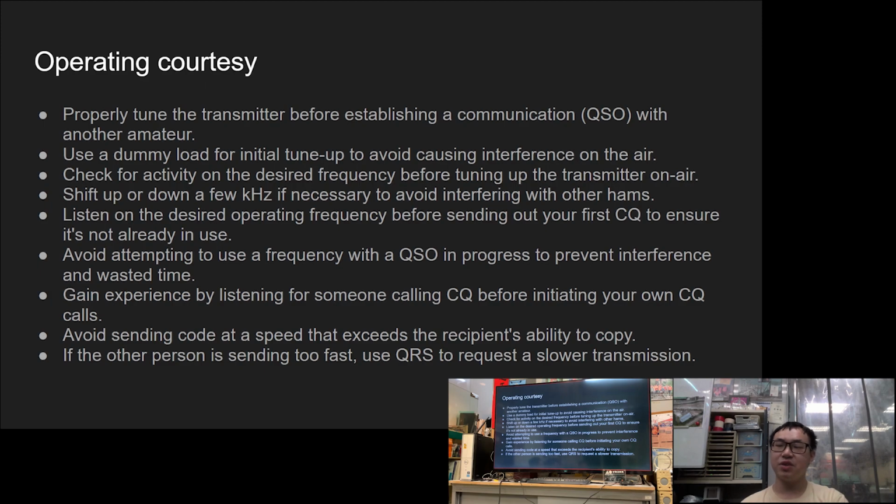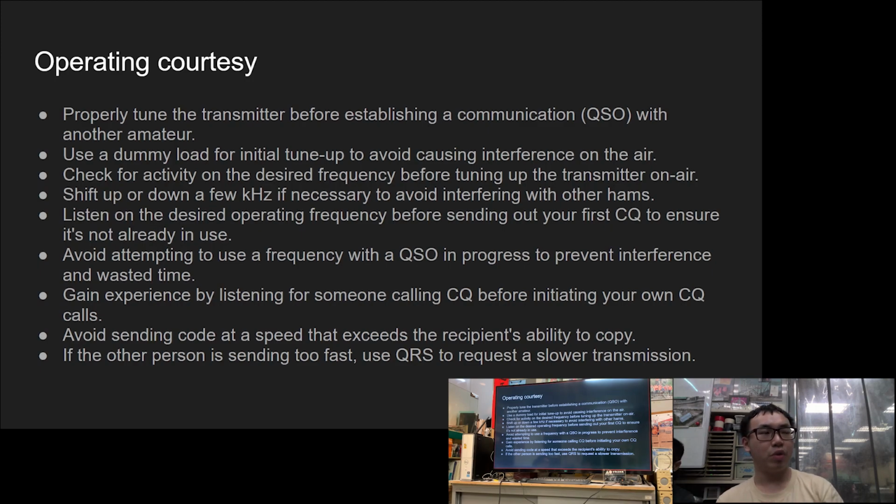Because calling CQ is not that easy. You need some experience. Like, how should I start my conversation? Like saying CQ, who am I, and where am I from, that kind of stuff. And if someone replies, how should you reply to them? So we have a thorough communication flow procedure. We have a procedure to follow.